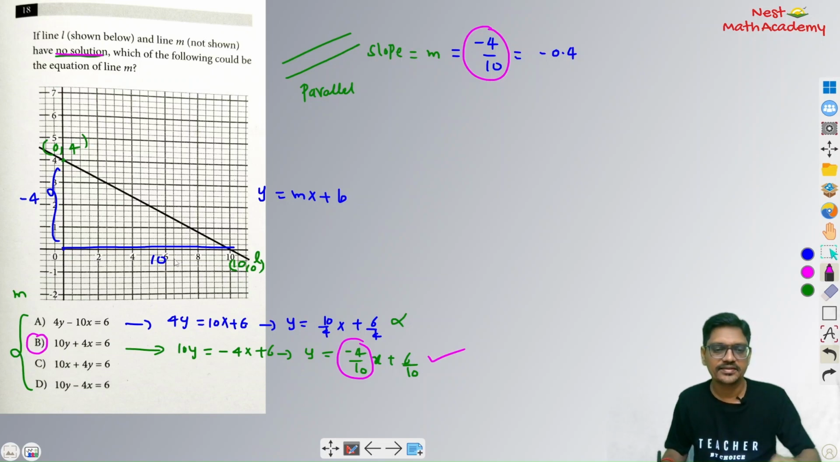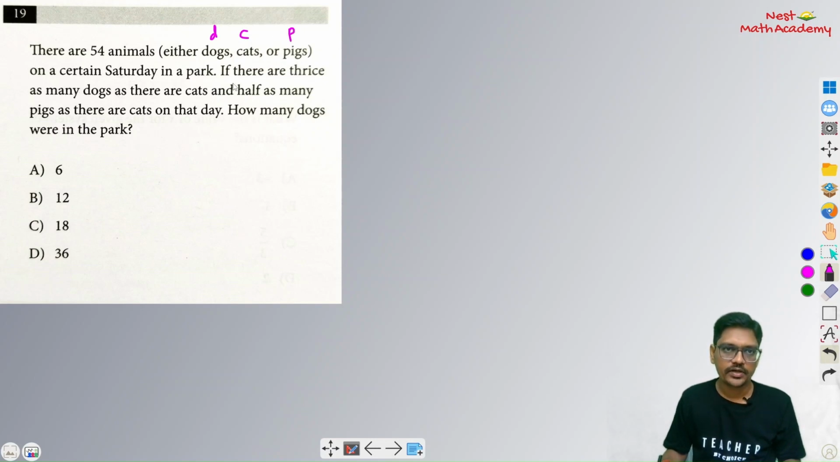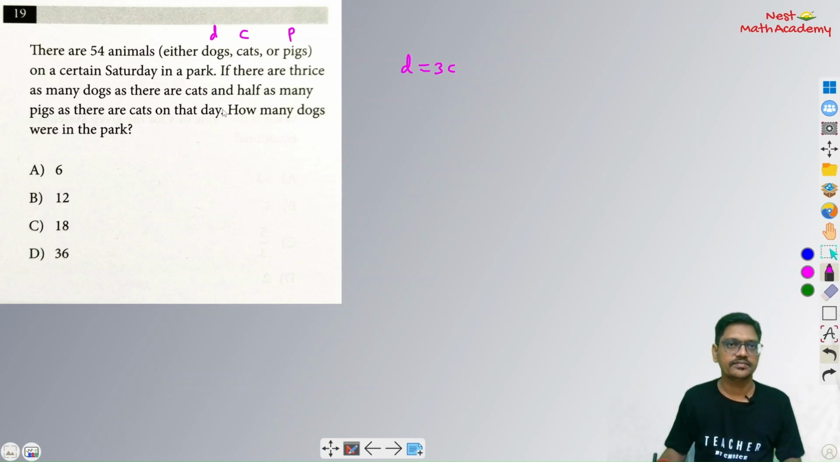Okay, right. Question number 19. There are 54 animals, either dogs, let's say D, cats C, and pigs P, on a certain Saturday in a park. If there are thrice as many dogs as there are cats, means D is equal to 3C. There are thrice the dogs as cats, and half as many pigs as cats. P is equal to C by 2, half of that. So dogs are 3 times the cats and pigs are half of the cats.